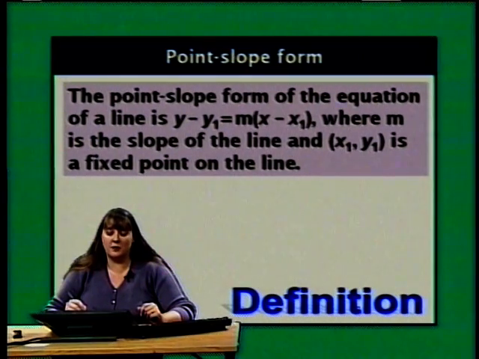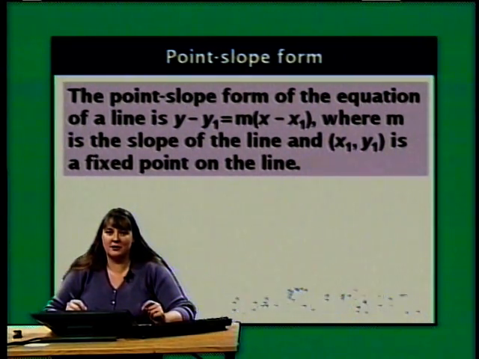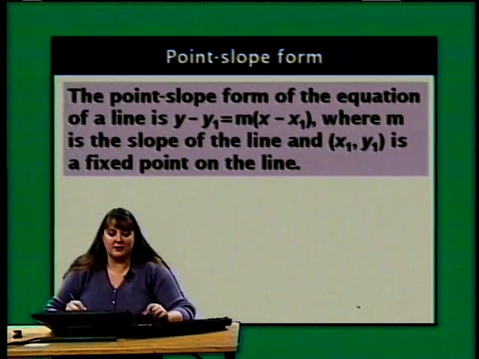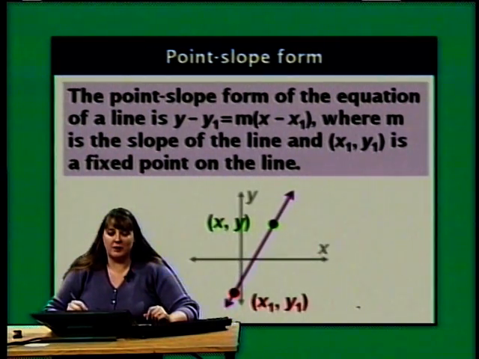So the point-slope form of the equation of a line is y minus y sub 1 equals m times x minus x sub 1, where m is the slope of the line, and x sub 1, y sub 1 is a fixed point on the line. Let's think back to our diagram. X sub 1, y sub 1 is that lower point on the line. That's fixed. We talked about how xy could be any point on the line. In fact, xy gives us all of the solutions to the linear equation.